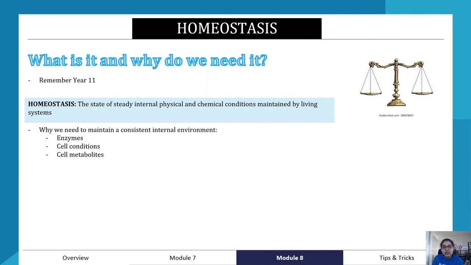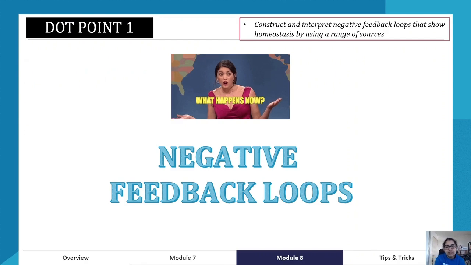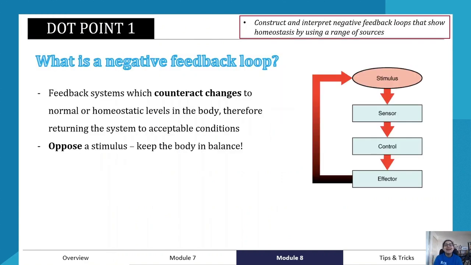Obviously, to maintain cell conditions and cell metabolites, we need the body to be in a stable internal condition. So essentially, this is where we need to regulate things like temperature, water levels, waste levels, and the levels of nutrients. So what do we do as a result of that? The body uses, I think is a better word, something called a negative feedback loop. So what is that? A negative feedback loop is essentially when we are trying to counteract the change to the body in order to return to the normal conditions.